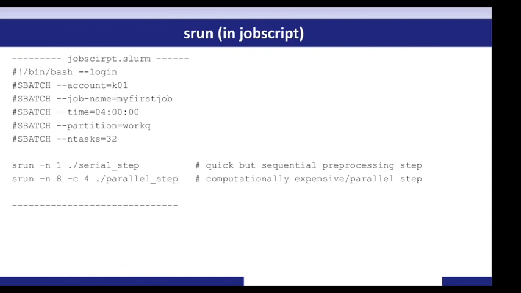Here is an example of a multi-step job where you are asking for some resource for some amount of time. Once that resource is given to you, you first run your first step that may actually be a pre-processing step. And then once that is finished, you run srun again with a different number of CPUs and different number of MPI tasks and different number of CPUs for multi-threading. And then you run another application parallel step. Okay.